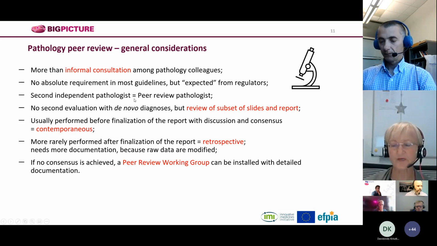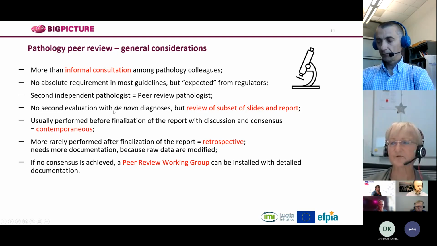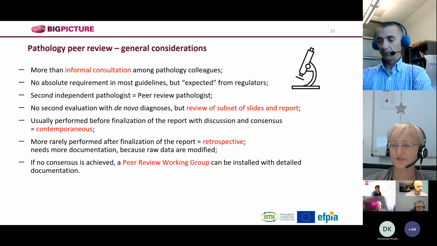will do this peer review, not in a way that he or she will produce de novo diagnosis, but will try to understand the way the first pathologist saw changes and described changes by reviewing a subset of the slides and the draft report. Usually, this peer review is performed before the pathology report is finalized. So if you remember right, that is before raw data are created. It will contain a discussion, and then in most cases will end up with a consensus, so a common understanding and agreement between both pathologists.